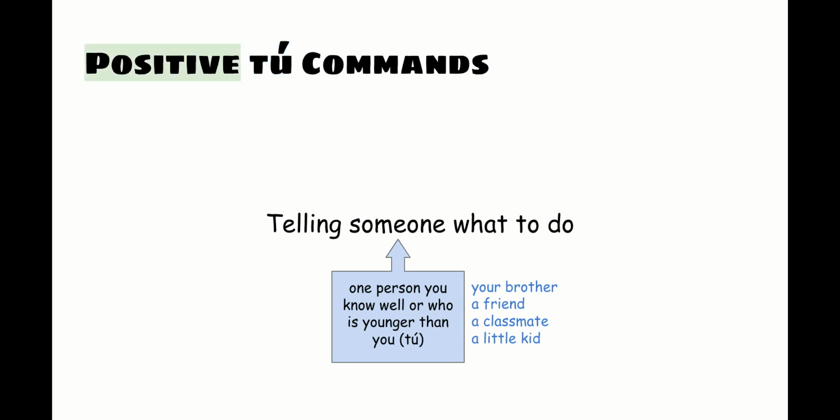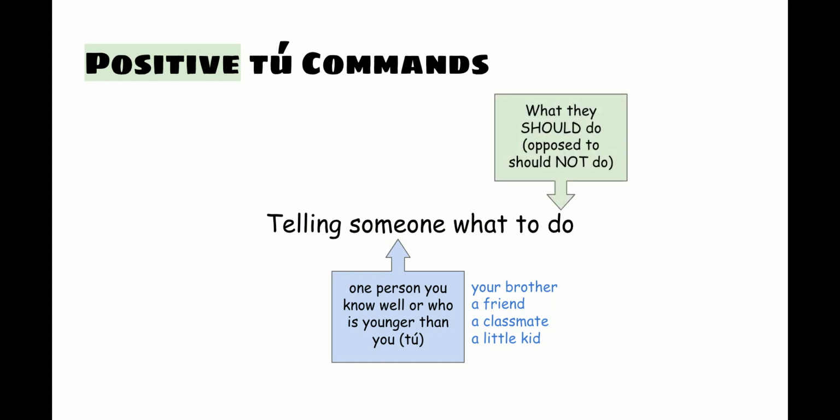And when I say positive command, I mean that you're telling them what they should do as opposed to what they should not do. So a positive command would be like, eat your veggies, go to the park, do your homework, or sing us a song. A negative command, which we'll talk about in a different video, would be don't eat your veggies, or don't go to the park, don't do your homework, or don't sing us a song.